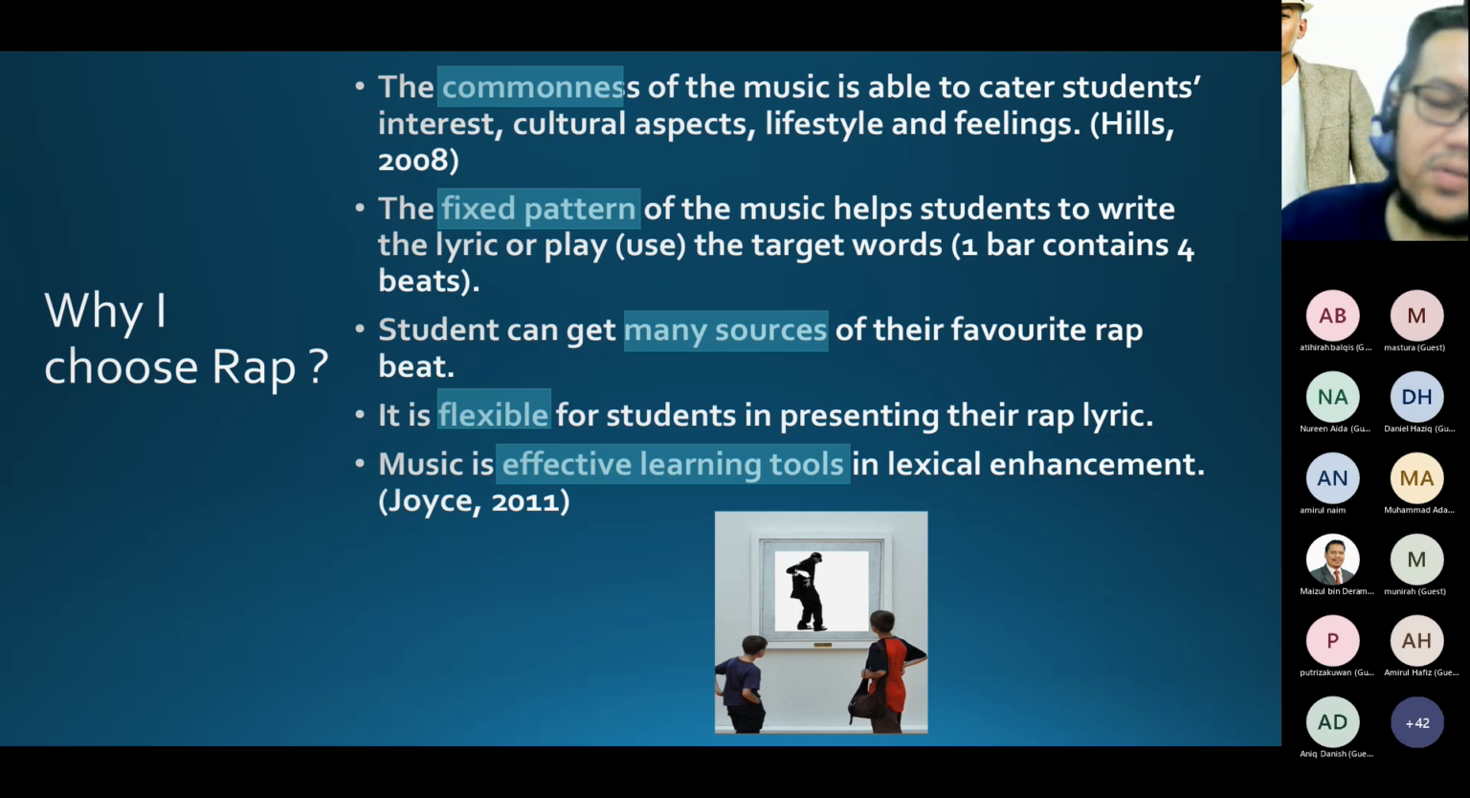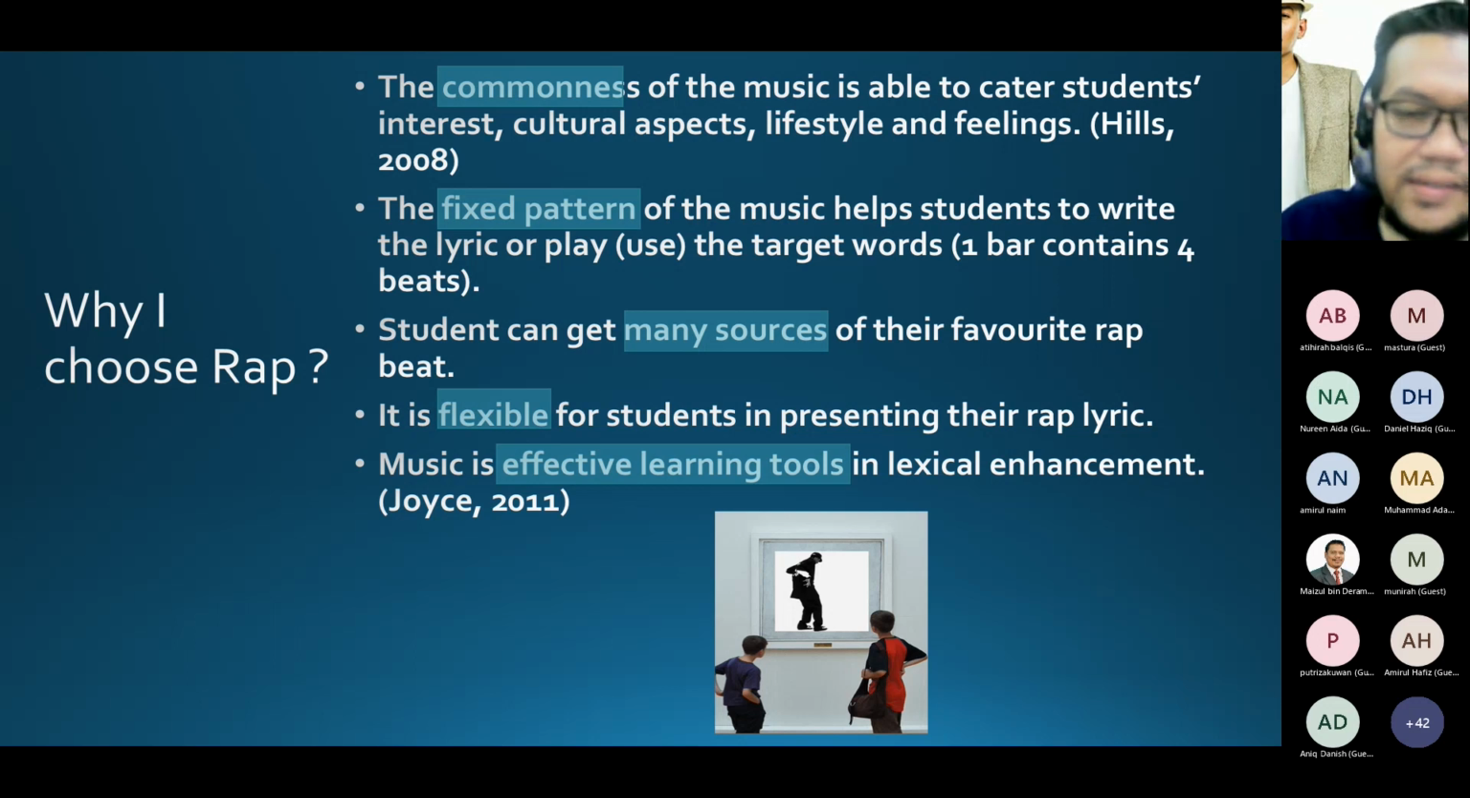The second aspect is the fixed pattern yang tak ada dalam genre lain. This is very technical: one bar of the song contains 4 beats. Kalau genre lain macam pop rock, dia macam variety dan it's very complicated. But for rap, it's very easy. One bar equal to 4 beats. Nanti I akan tunjukkan macam cara nak kira by looking at the YouTube video. And why to know bar and beat is very important, nanti akan cerita lah.